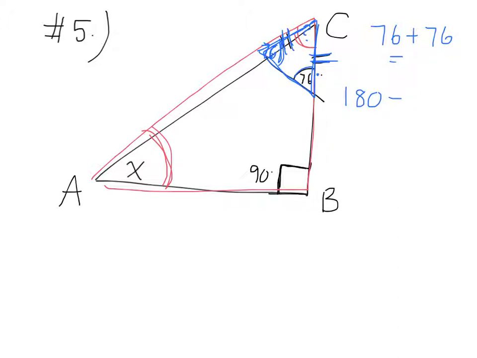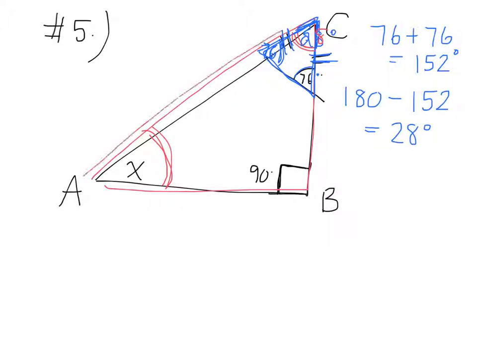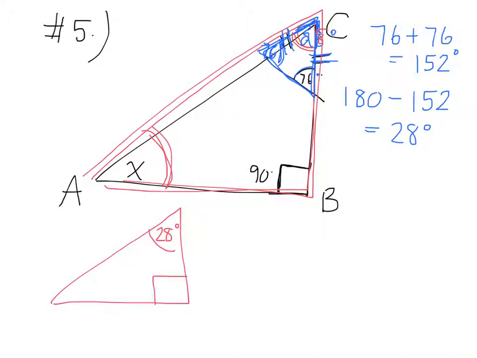Good. So what's 76 plus 76? 152. What's 180 minus 152? Good. 28 degrees. So we just found that angle C here is 28 degrees. That angle is also part of the big triangle. Okay, I'll redraw this big triangle. This is 28. This is 90.